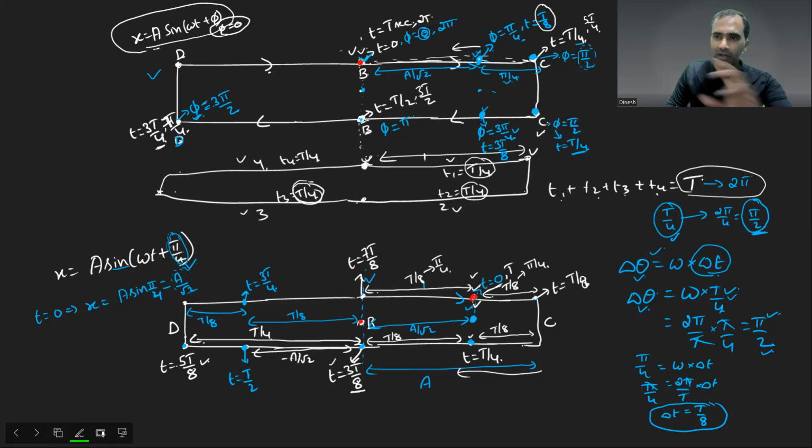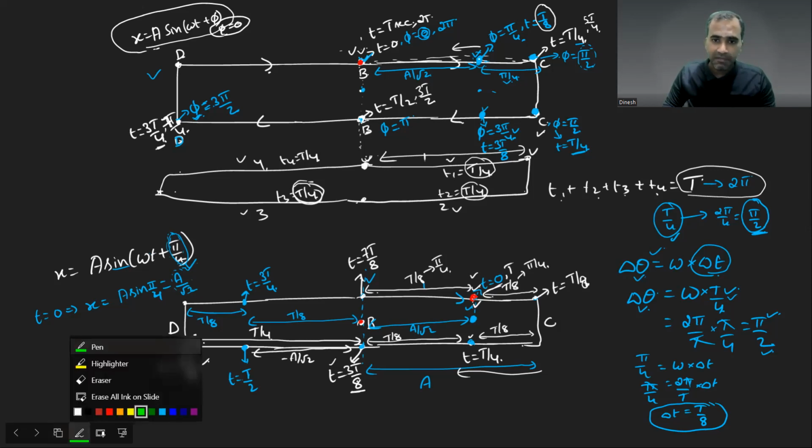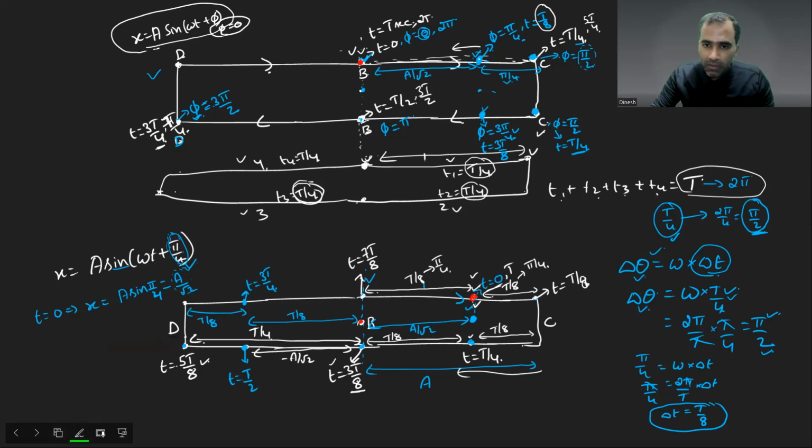Okay. So fine. Whatever times we have talked about, same times, let us talk about the corresponding phase also, the way we have analyzed previously. We know the phase corresponding to this point, right? The phase corresponding to this point is pi by 4. What is the phase corresponding to this point? Anyone?